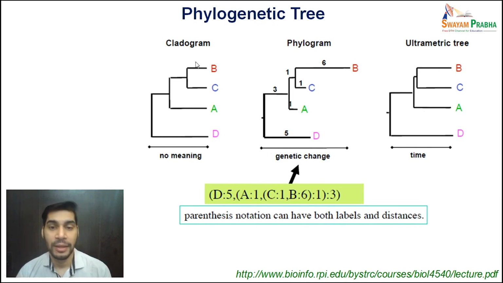Now another point I would like to tell you here is the parenthesis notation which we discussed initially. They can have both the labels and the distances as well. So here you can see, for example, C and B. C is 1, B is 6. This is the relationship of the distance as well. So not just labels C and B, but the distances also are being shown here. That is also possible in the parenthesis notation.